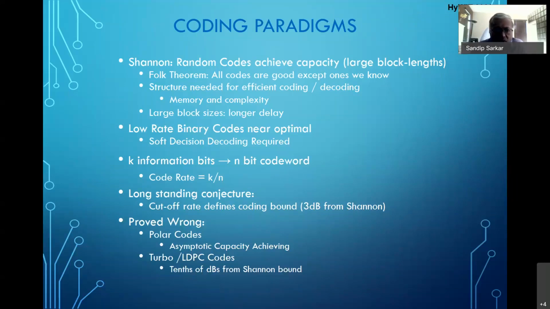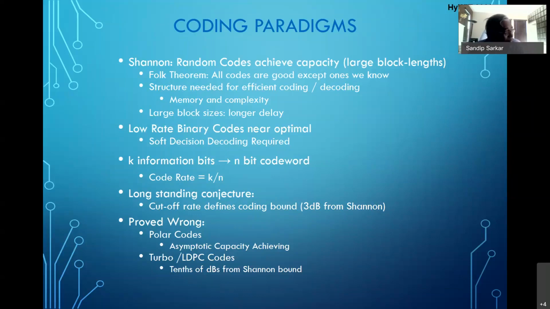Question is, how close can we come to capacity? Shannon says that as long as you are operating within your channel capacity, you can achieve error-free communication by doing random codes. What are random codes? He says basically choose a code rate k by n and then code up bits randomly. Just add random parity checks and it will work. Well, you try doing that in real life and you very soon realize that this will work when the block length is very, very large, in fact, approaching infinity.